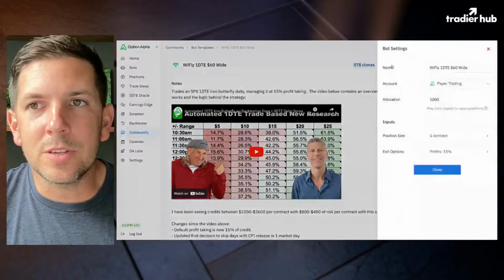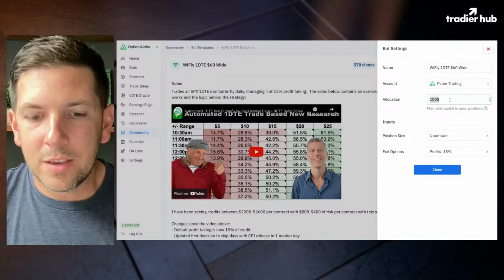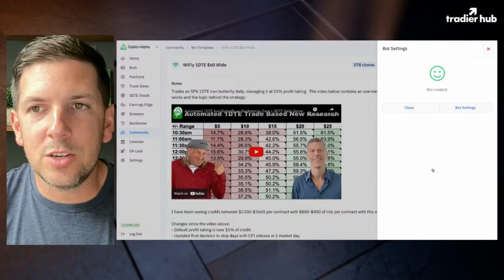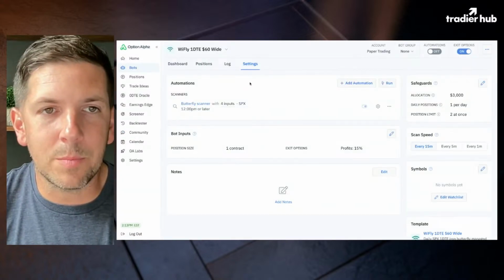So what I'm going to do is go in here and grab this. We'll just stick it in my paper trading account for now, give it some capital to allocate to, and then we'll go in and make some changes or edits to it. So it's very simple to update and clone this bot template, okay?